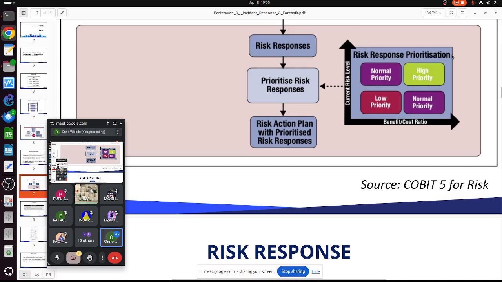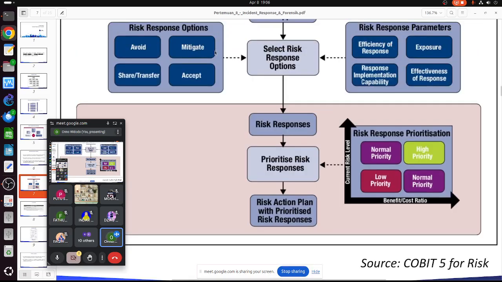We need to specially focus on the high priority. This is high risk level and high benefit cost ratio. So we normally focus on the high priority. For the normal one, we can mitigate. If low priority, sometimes we can accept. On the high priority, sometimes we have to share or transfer the risk. One example is Bank Sentral Asia (BCA).